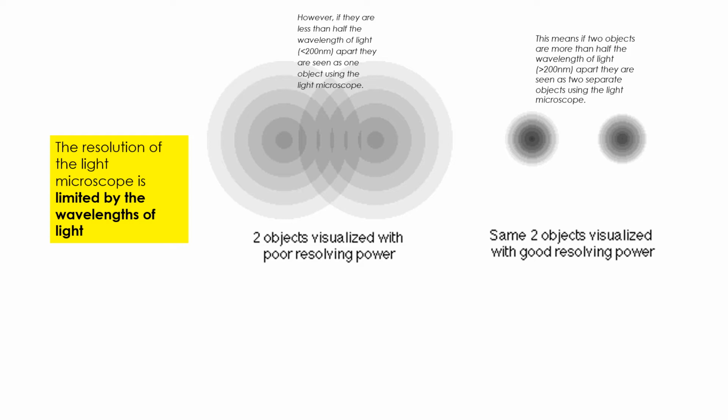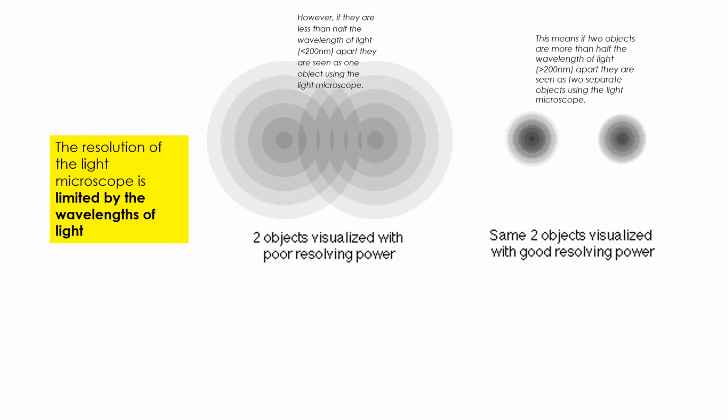If magnification is how much you increase the size of the specimen as you view it, what's resolution? Well, resolution is the ability to see two separate objects as separate. Now, the resolution of a light microscope is limited by the wavelength of light. So if we consider two objects that are less than half the wavelength of light apart, they'll be seen as one blurred object. So one object will be visible using the light microscope.